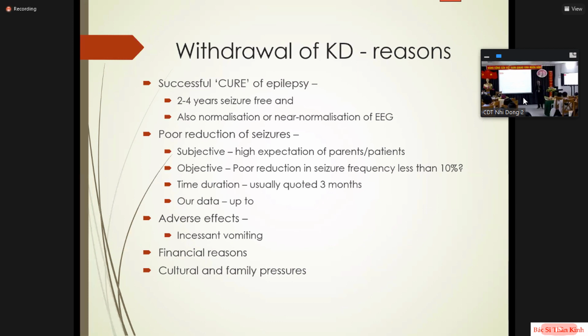And why do you withdraw the ketogenic diet? The first and most important reason is that the patient is seizure-free. Normally we wait for 2 to 4 years, but the first patient I showed you, I said he responded within 1 or 2 weeks. We withdrew him after 1.5 years only because his seizures had stopped. Within 2.5 months, or by the 3rd month, the EEG had normalized.